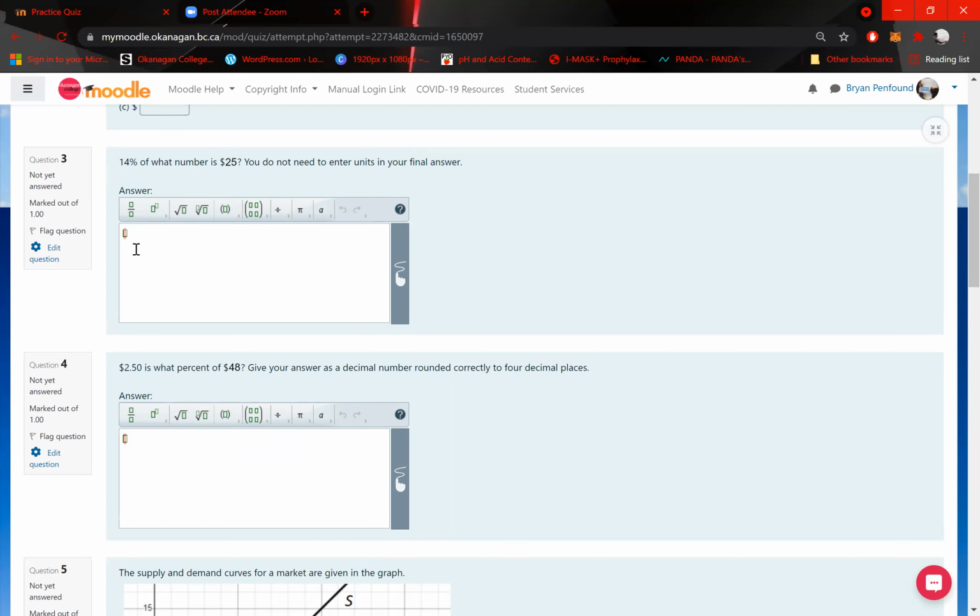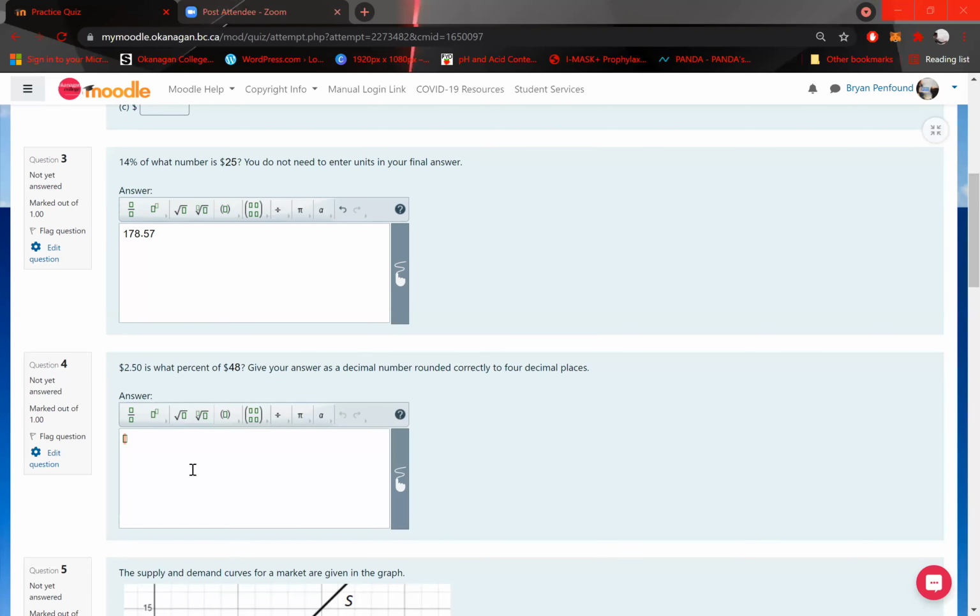If I'm looking at question 3, it says 14% of what number is 25. So let's do that quickly. 14% of some number is 25. So let's take 25 divided by 0.14. And so I get something like 178 point... So that's what I would put in as my final answer. I'd put in 178.57. And then I'd go on to the next question. I think in a question like this, you don't necessarily need to write down any rough work for me. Either you're going to get it or you're not.